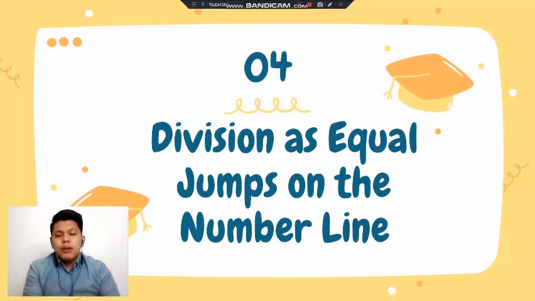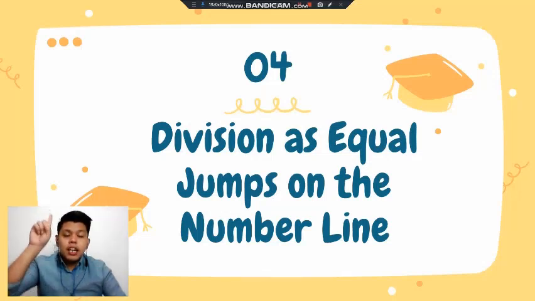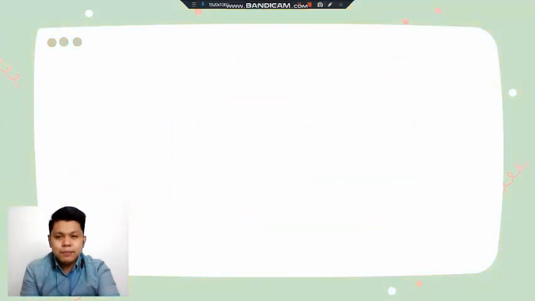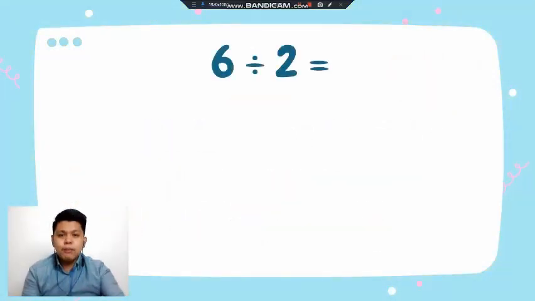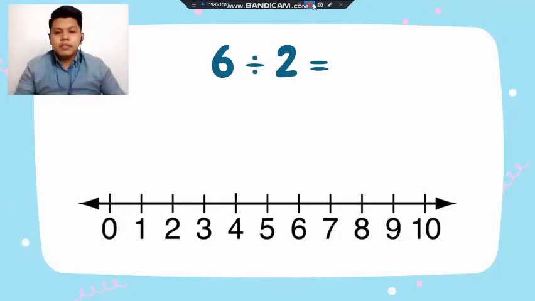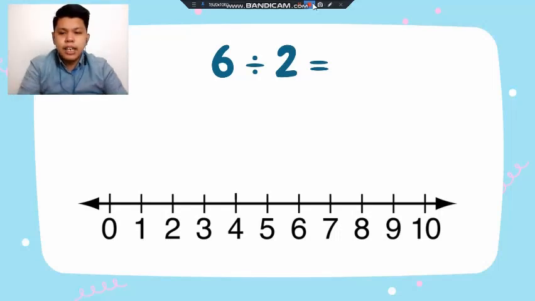Now let's go with the last representation. So we are already done with equal sharing, repeated subtraction, and formation of equal groups. The last one is division as equal jumps on the number line. So let's have the problem 6 divided by 2. So I have here a number line. Okay, there's our number line. It starts with 0 until 10.